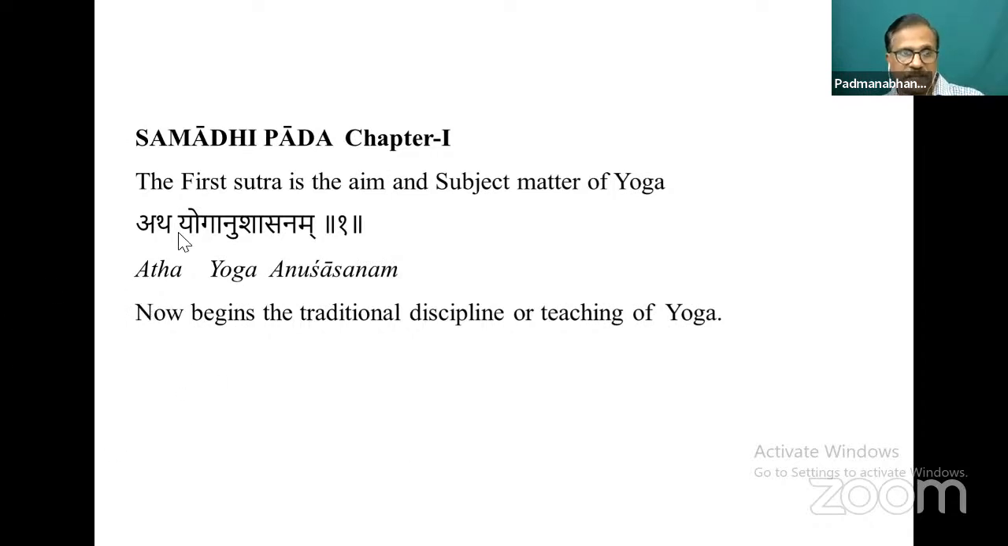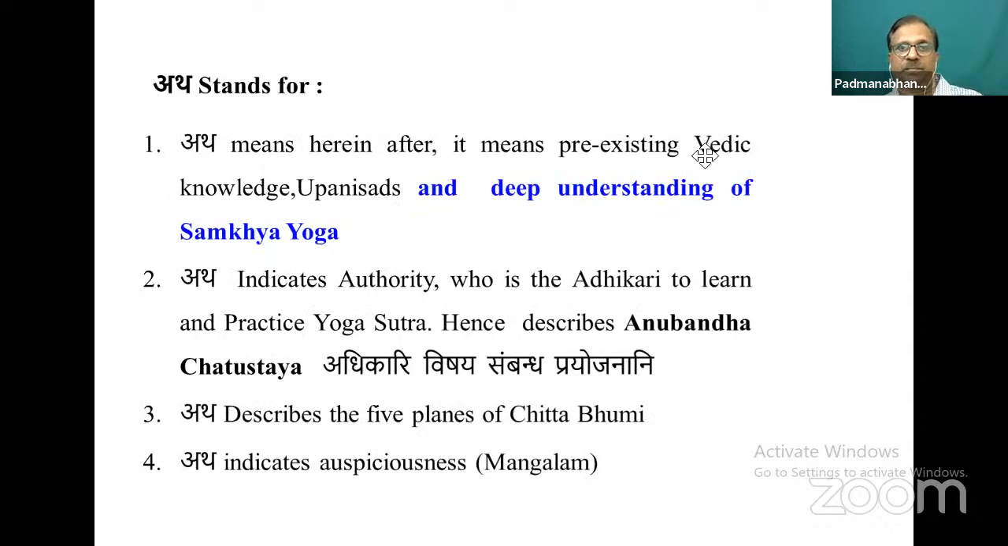Then in what sense is atha used? This is also very, very important. This atha stands for hereinafter. It means that some scholars, some yogis, some rishis, some maharshis know each and everything, but they might not have attained the culmination, the last state of the highest level of consciousness, that is Kaivalya. Then Patanjali says that now you can practice yoga too. This is the first meaning, atha, hereinafter.